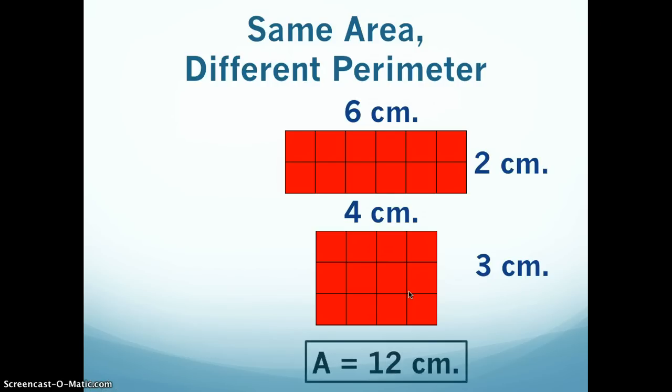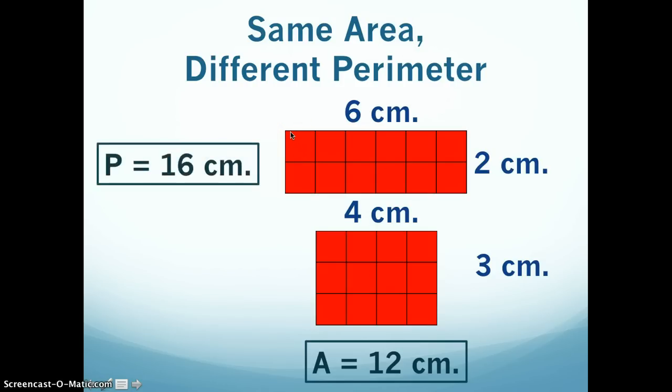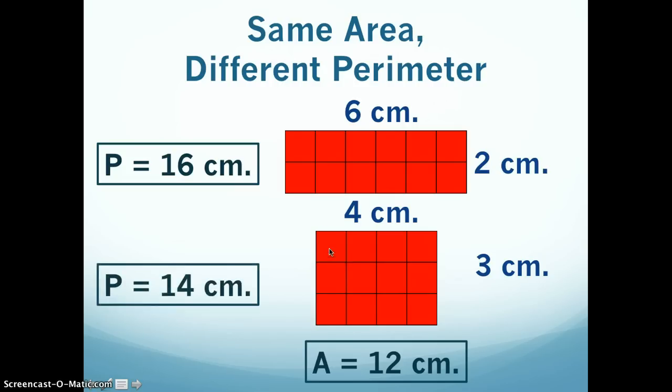Your final area is 12 centimeters. The outside lengths, however, when added together, give you different perimeters. 6 plus 2 plus 6 plus 2 is 16. 4 plus 3 plus 4 plus 3 is only 14. The area is the same. The perimeters are different.